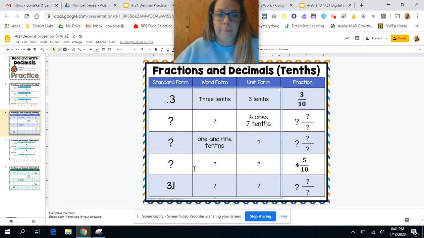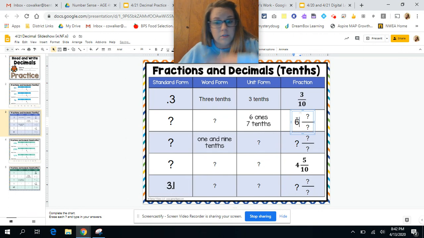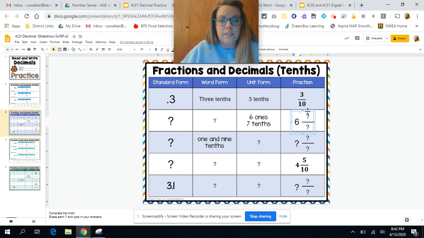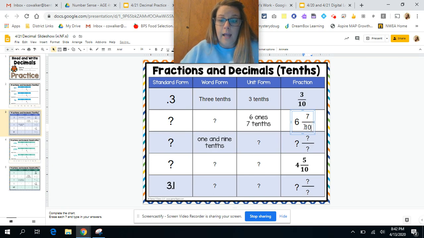So now we're going to do this one together. This one only gives us the unit form, so that means we have 6 ones and 7/10. Let's fill out the fraction first, because the fraction's a little bit easier for me than doing the decimal. If I know that I have 6 ones, what's going to go right here? Yeah, I have 6 wholes, so I'm going to just put a 6 there. And then 7/10. Just as it sounds, I'm going to do 7 out of 10. So 7/10. Now, that kind of helps me go back and do the rest.